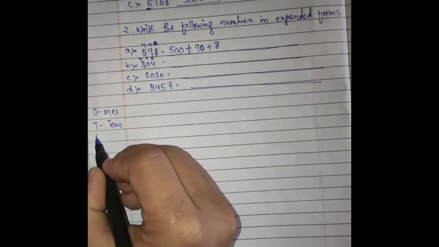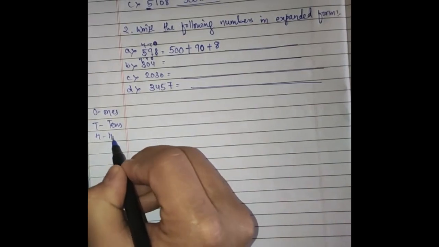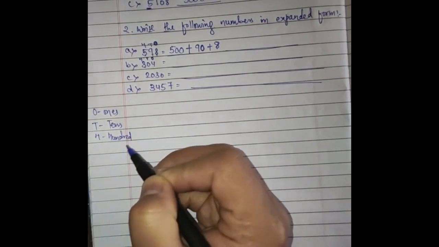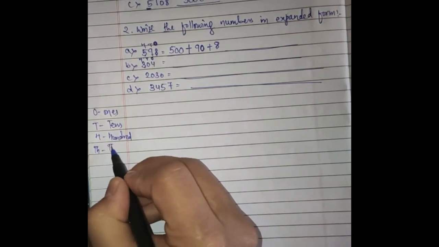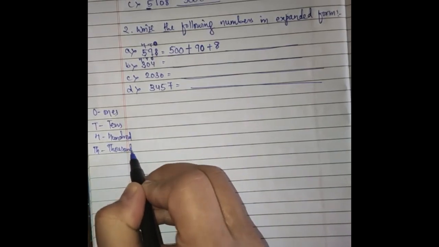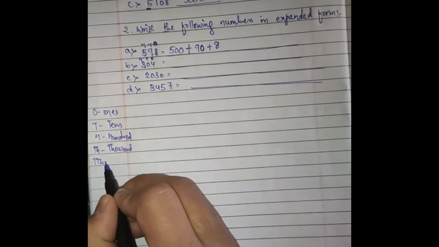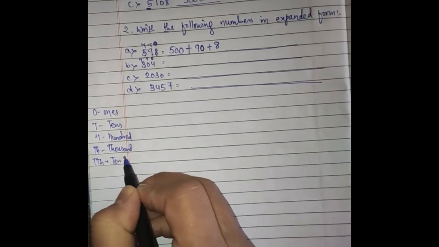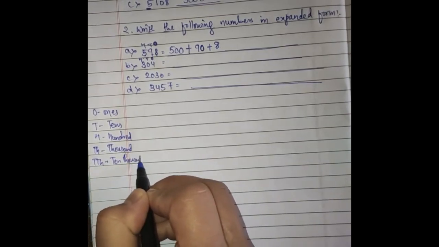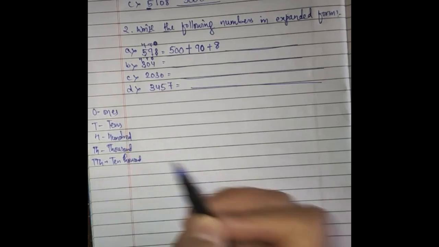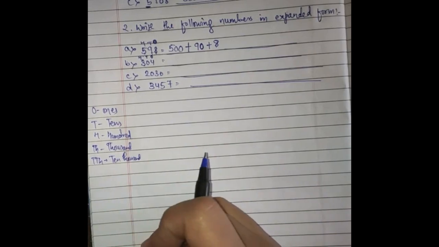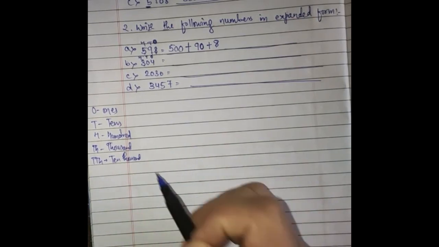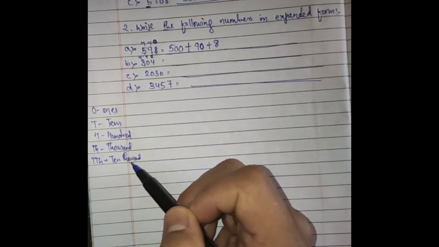After that, what comes? H represents 100. This is the notation, no? And after that, what comes? TH is 1000. Ones, tens, hundreds, thousands. After that, TTH means 10,000. Alright. Ones, tens, 100, 1000, 10,000. This is a notation. There are more notations, but we will learn them afterwards. For now, let us have knowledge of this much. Okay. So, taking the help of this, we are solving this problem.